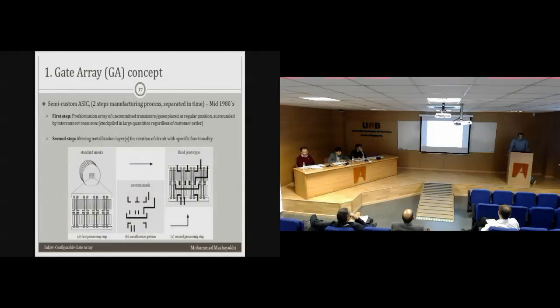What is the gate array concept? It is a semi-custom ASIC design methodology in which the manufacturing process is separated into two steps and separated in time. In the first step, we have the fabrication of an array of unconnected transistors and wiring cells. They are located in regular positions, and a large number of fabricated chips are stockpiled regardless of the customer order. In the second step, we just need to alter the metallization layer for creation of any individual circuit functionality.